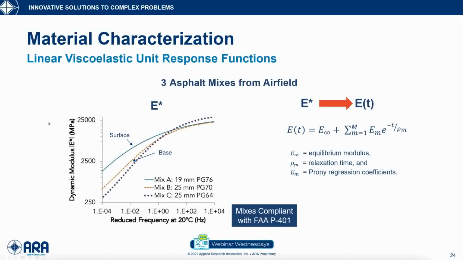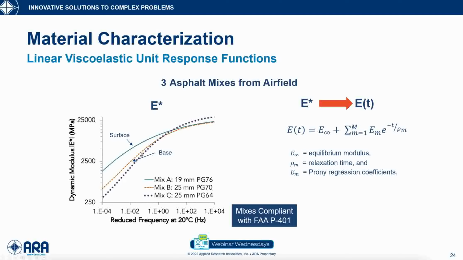So we got a surface mix, a mix that was put on the surface, we call it mixture A. We got two different base mixes that were put in the base layer. One is stiffer than the other. One is performance grade 70, the other is performance grade 64. So as you see, the dashed orange line here is a stiffer mix than the purple dotted line.